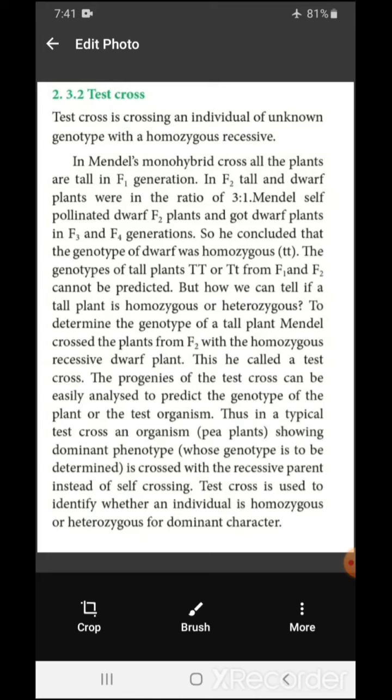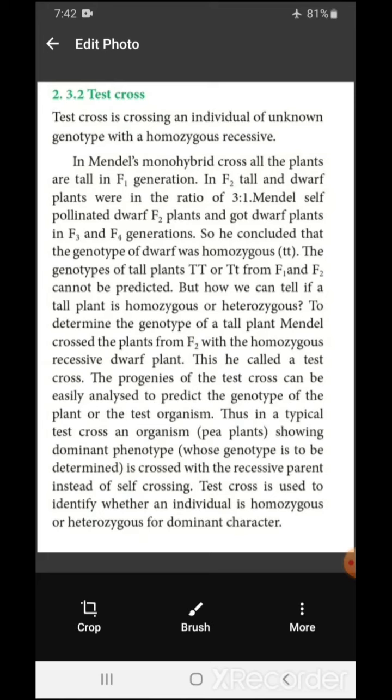We didn't know the genotype of the F1 generation. We know all are tall, capital T small t, which represents the tall character. So, that unknown genotype is crossed with the homozygous recessive. That is known as test cross. In Mendel's monohybrid cross, all the plants are tall in the F1 generation. When the monohybrid cross is made with the single contrasting character of tall and dwarf, all produce tall plants in F1. In F2, it produced both characters, tall and dwarf, in the ratio of 3:1. So that is the phenotypic ratio of monohybrid cross.